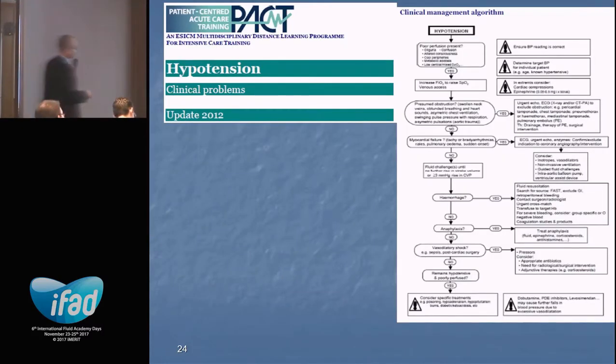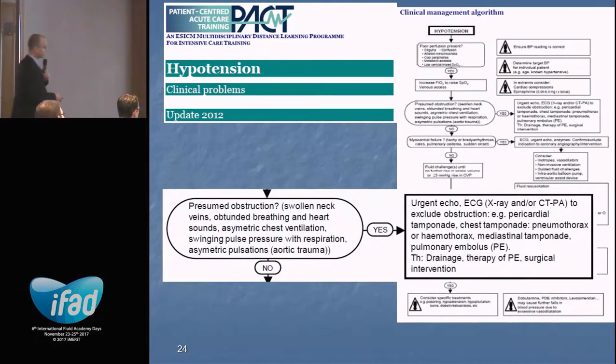And I would like to recall the proceedings in hypotension and the shock states. So once you secure the airway and you secure the venous access, then the first step is to exclude a presumed obstruction. This is the first here.